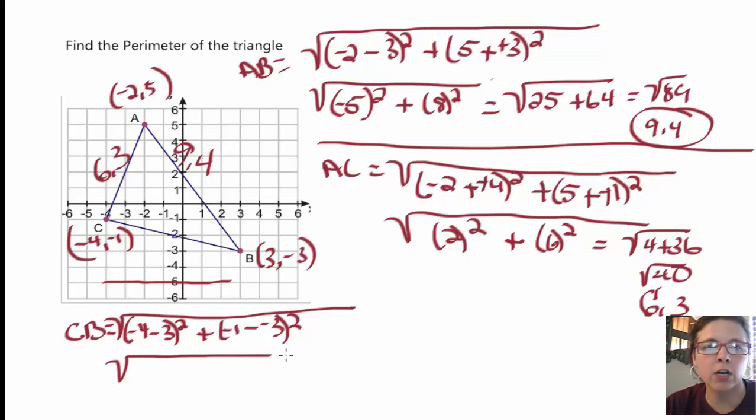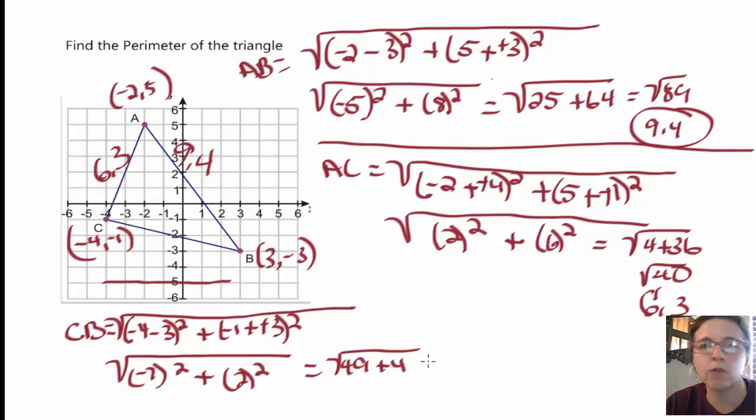Okay, so the square root, this is going to be -7 squared plus, this will become a positive, so it's really 2 squared. Remember, -7 times -7 is 49 plus 4.